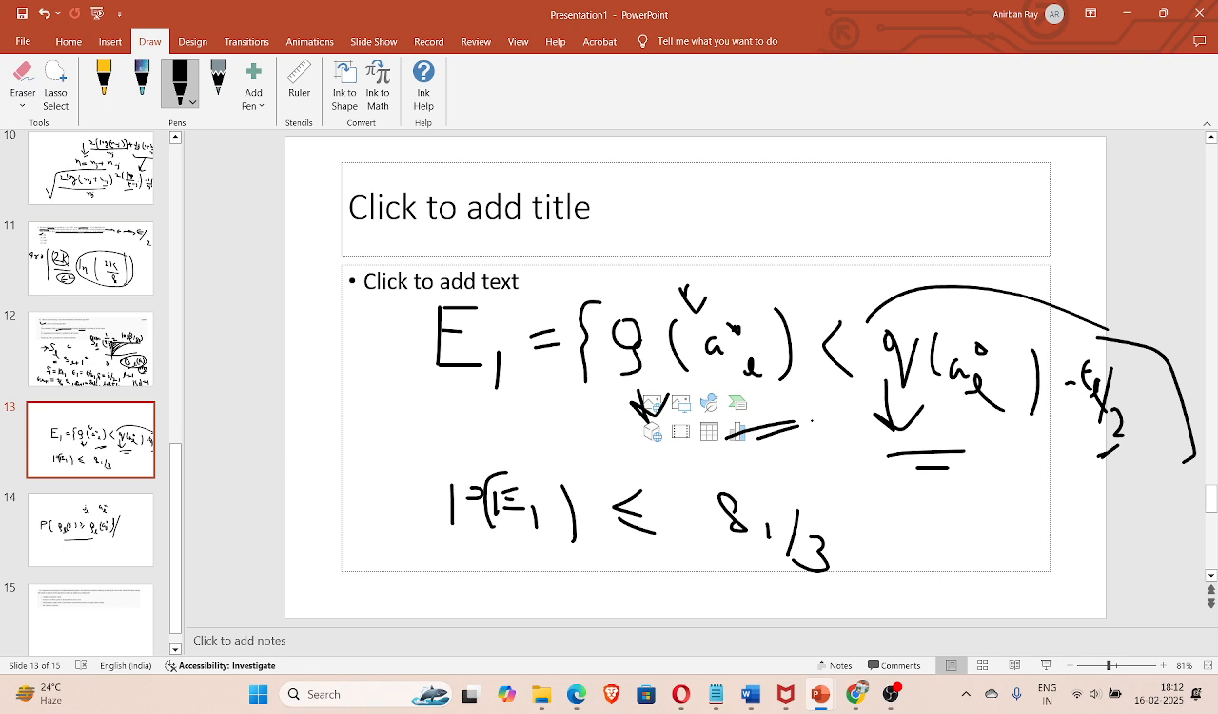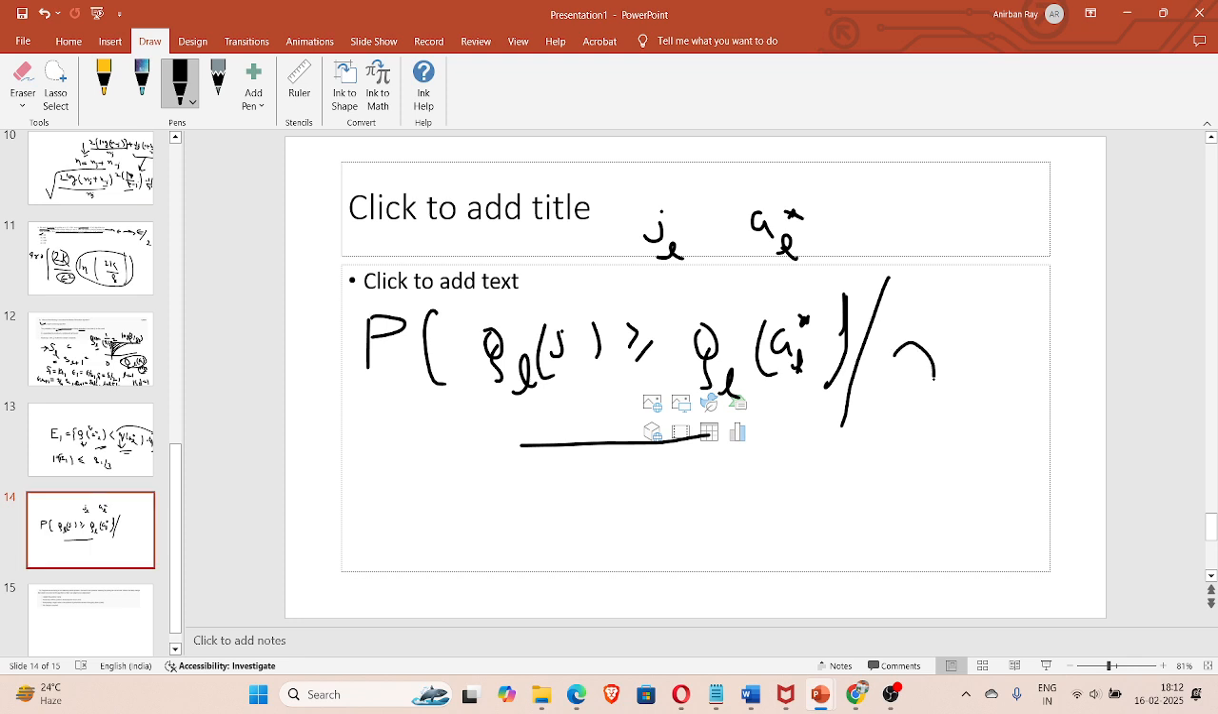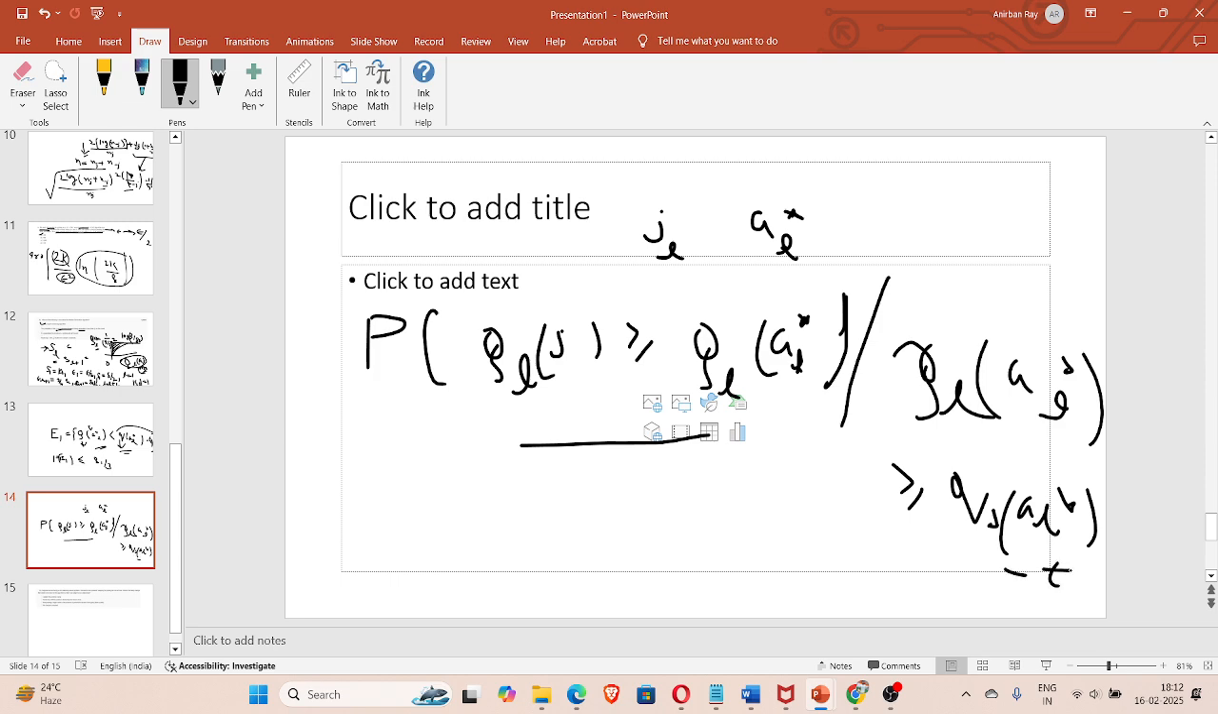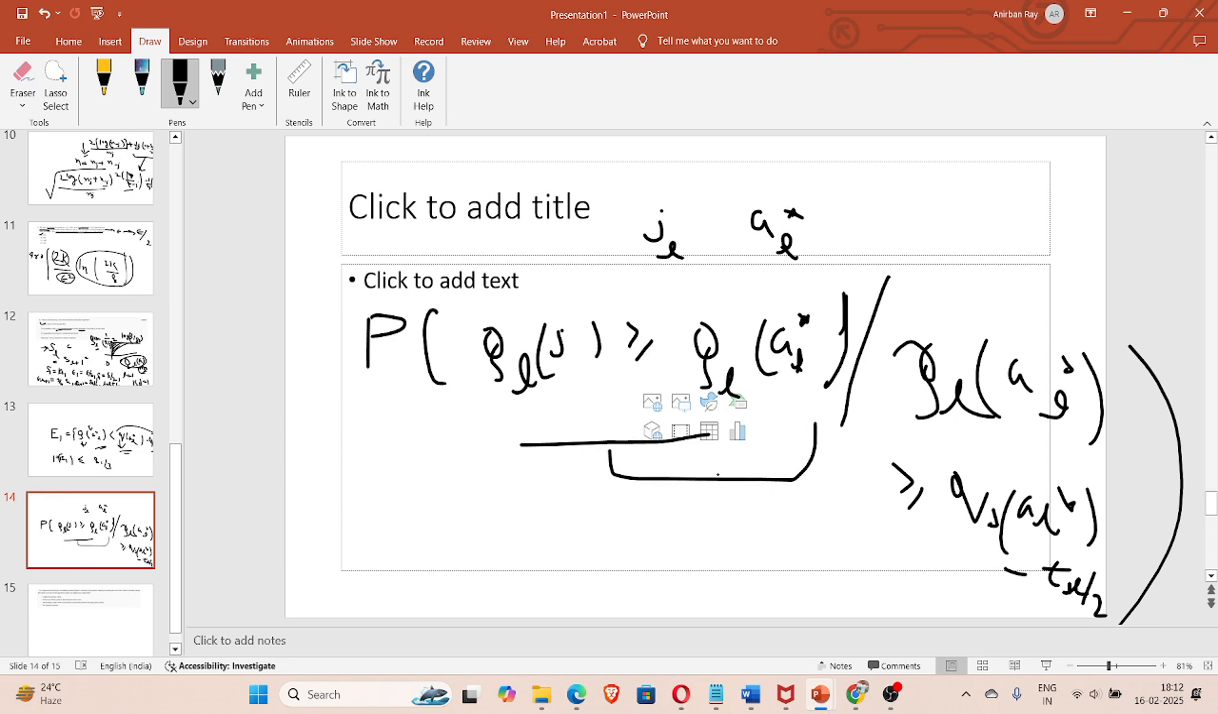Am I correct? And so we write the opposite of that, so that becomes a bad situation. Q_L(A_L*) greater than or equal to Q*(A_L*) minus epsilon_L by 2. Okay, so these are the two situations, as you can see both are bad situations. And this is the bad situation we're interested in because we're eliminating the true arm in this situation.